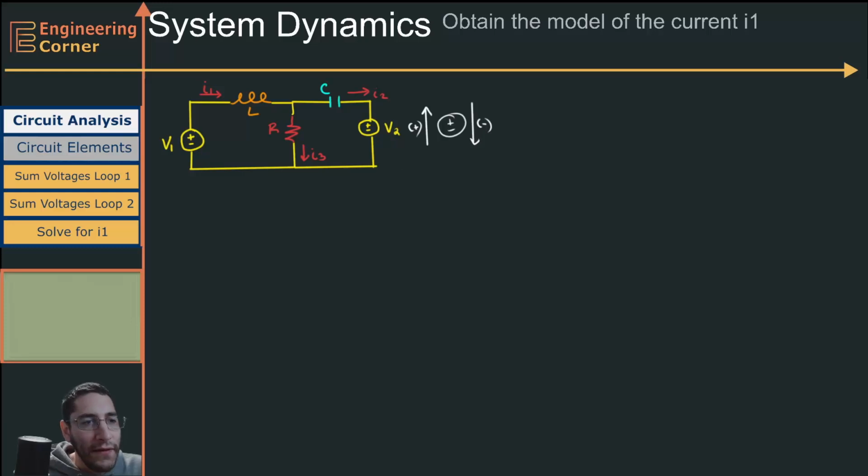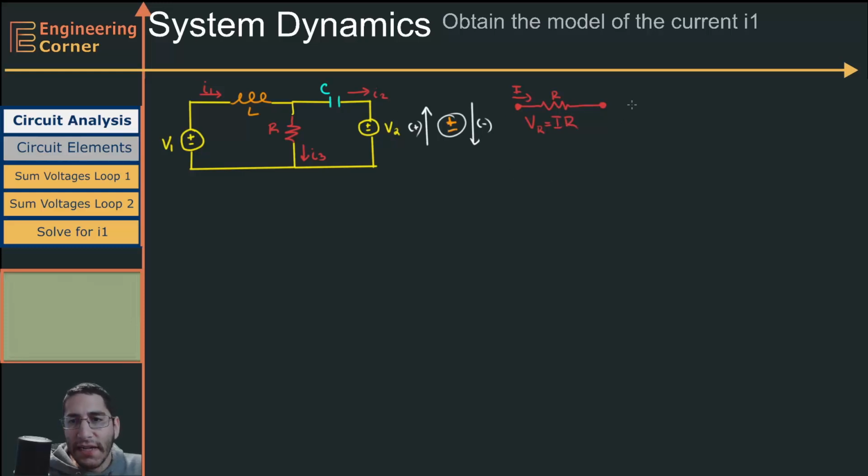The way I think of it is whatever I see last. If I'm coming out of the plus side, I'm adding it. If I'm coming out of the minus side, I'm subtracting it. Okay, now with the resistor. If we have a resistance R and some current going through, my voltage over this resistor is going to be the current times the resistance.